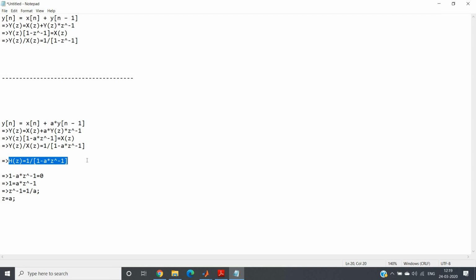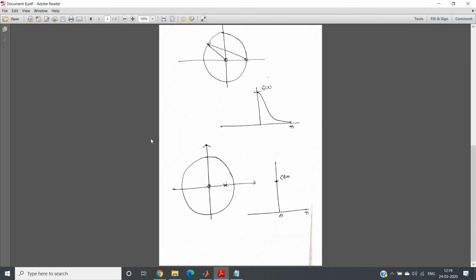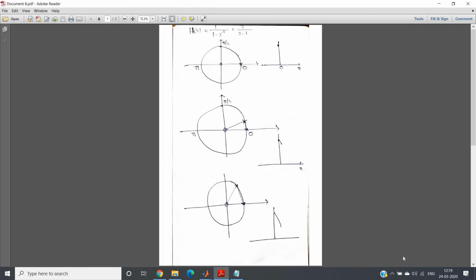All right, I hope you have understood this. Make a clear idea, intuitively try to feel why we are getting the response like this. I hope from the picture itself it is quite clear.